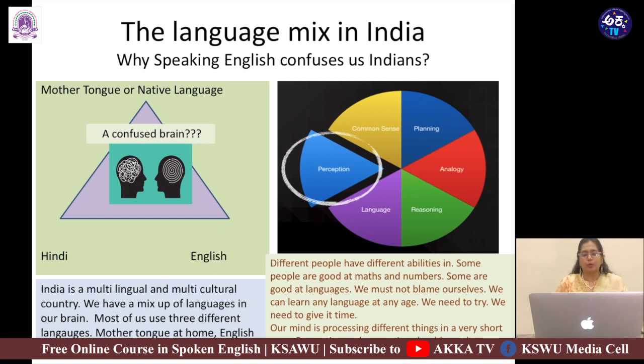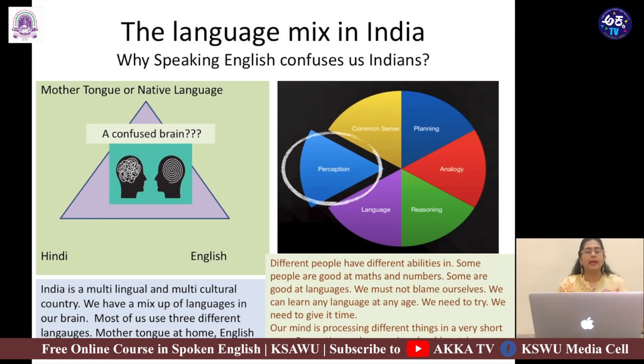Indeed, there could be some confusion up in the brain. So, apart from my native language, I am also exposed to English, and maybe I get confused when I speak that. That could be the case with many of us Indians. Well, when it comes to language abilities, different people have different abilities. Some people are good at math. Some people are very good at numbers. Some people are very good at languages. But if we are not so good, we must not blame ourselves. As I said, the blame goes to the confusion.